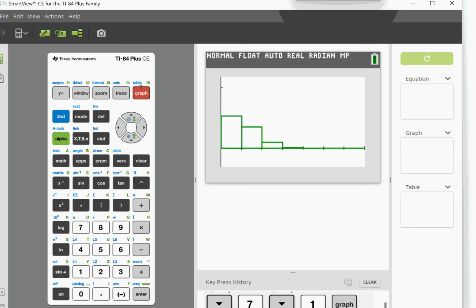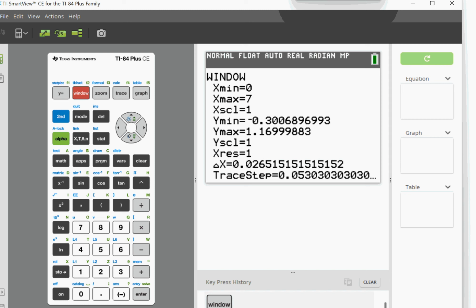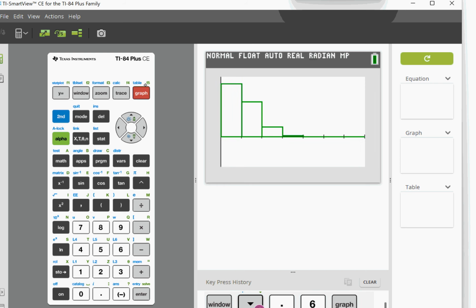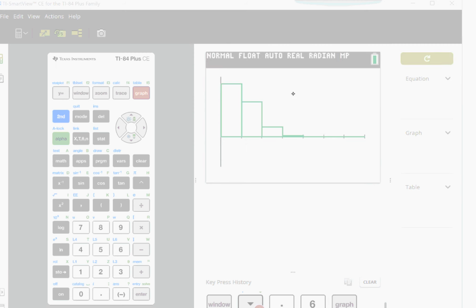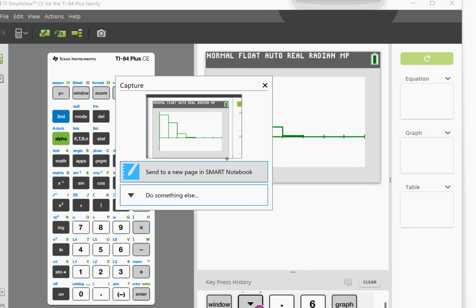It's not perfect, but this graph's a little higher than it needs to be. I'm noticing Y max is pretty big, so let's go back to window. Let's change Y max to, let's try like 0.6 or 0.5. I don't think it needs to be much bigger than that. Let's press graph, and you can see a little bit more here. You've got a sense of the histogram. Just putting that into the notes there.